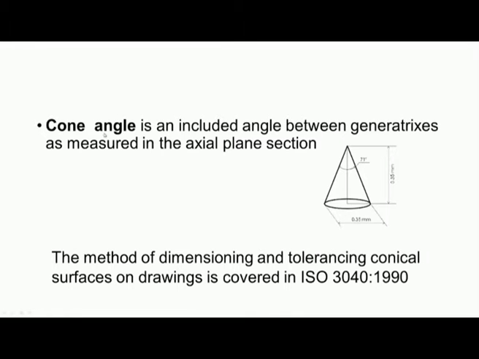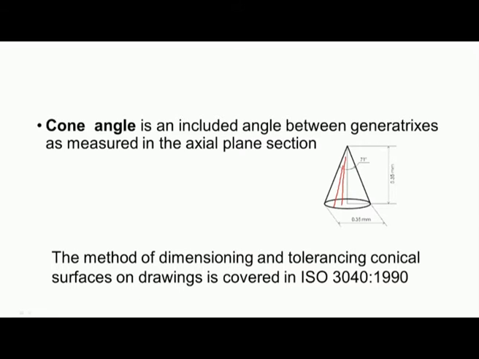Now, there is another term, cone angle, which is more frequently used. It is the included angle between generatrixes as measured in the axial plane section. You can see here we have a conical part, and we can have multiple generators like this. The included angle between two generators is called the cone angle, which is measured in the axial plane section.